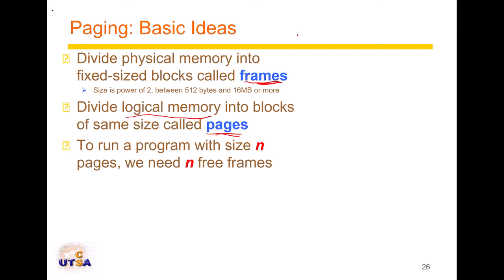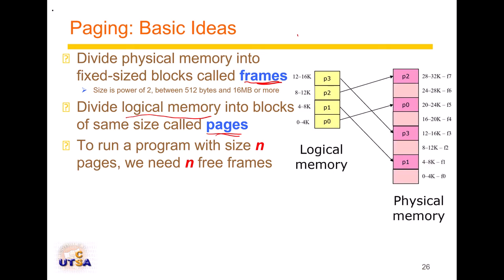So now the good thing here is these frames do not need to be contiguous in the physical memory, and they can be anywhere in the memory as long as you have a frame available. So just to illustrate the point one more time, for example, this is our logical address space, and we divided our logical address space into four blocks, and each block has the same size, of course. And then we also divided our physical memory into similar size blocks, which we call frames.